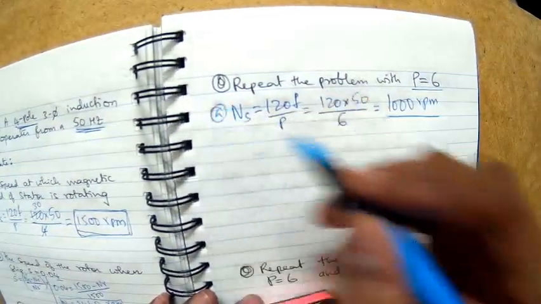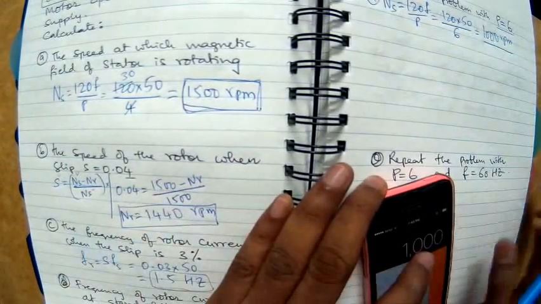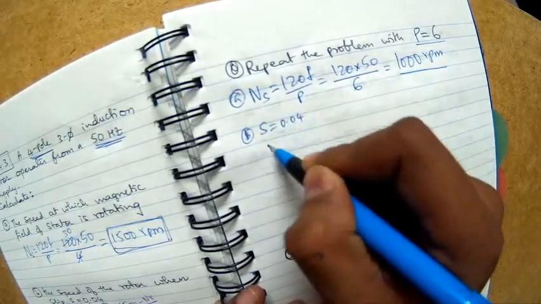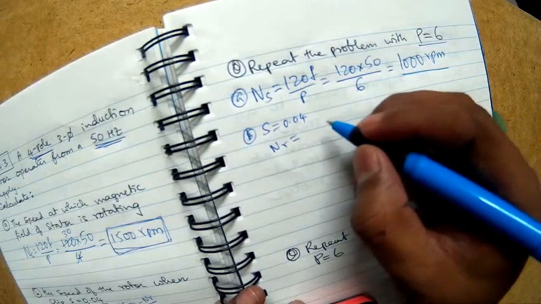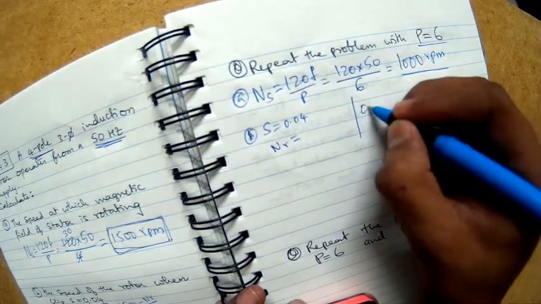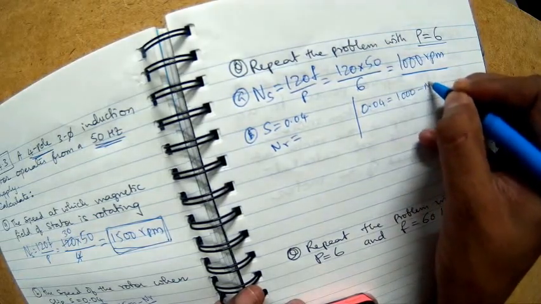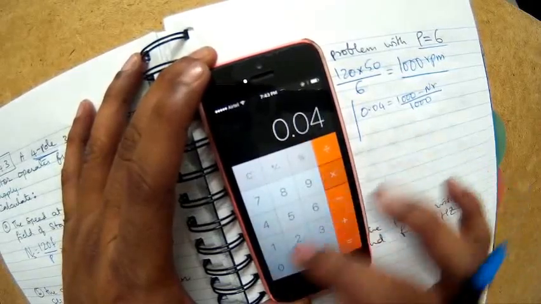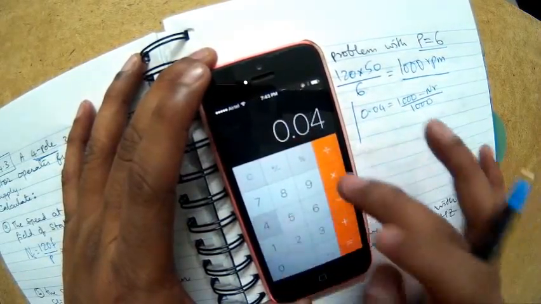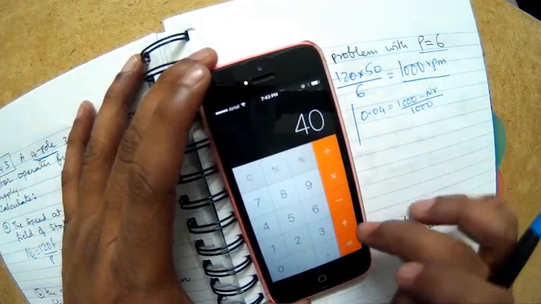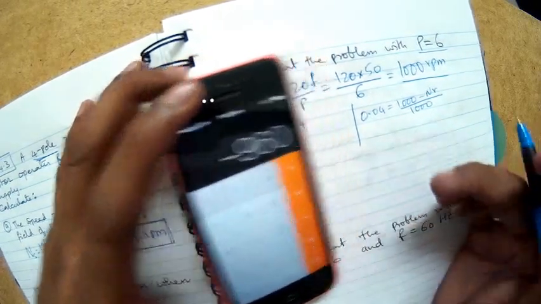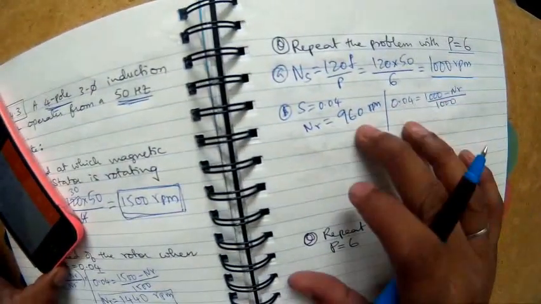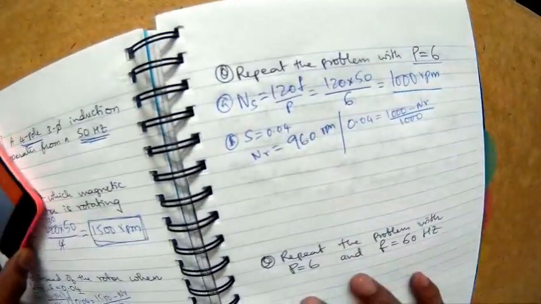Okay, this was part A. What is part B? Speed of the rotor when the slip is 4%. So when the slip is 4%, what is Nr? Again I just do the same calculation. 0.04 equals (1000 minus Nr) divided by 1000. 0.04 into 1000, I get 40 RPM, and from this I subtract 1000, I get 960 RPM. So the rotor speed will be 960, slightly less than the stator speed.